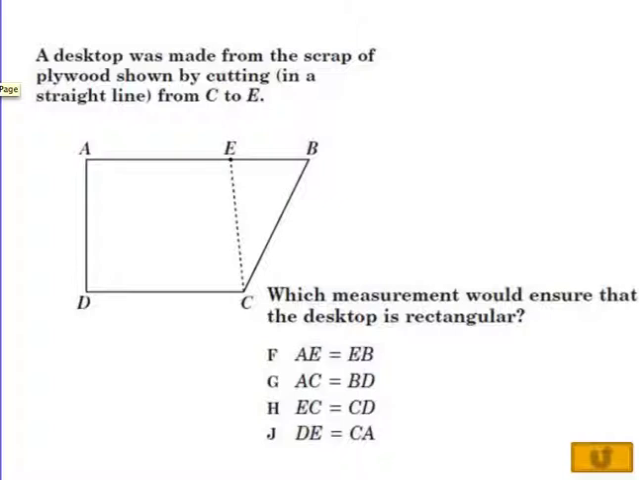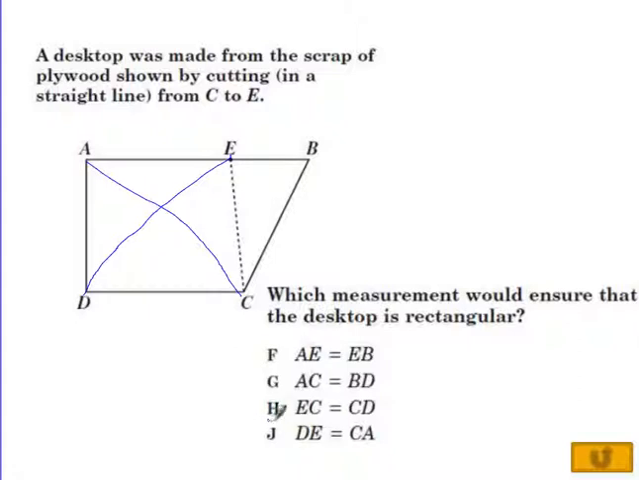Okay, a desktop was made from the scrap of plywood shown by cutting a straight line from C to E. Which measurement would ensure that the desktop is rectangular? Okay, so again, let's just read through all these options. AE equals EB, AC equals BD, EC equals CD, and DE equals CA. Okay, there we go. Last one is correct.